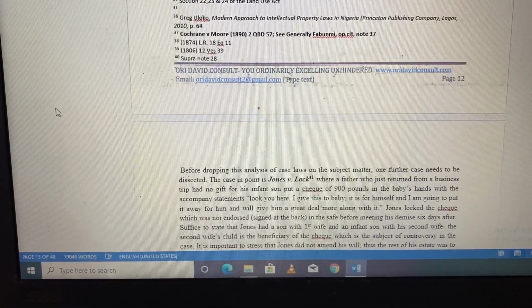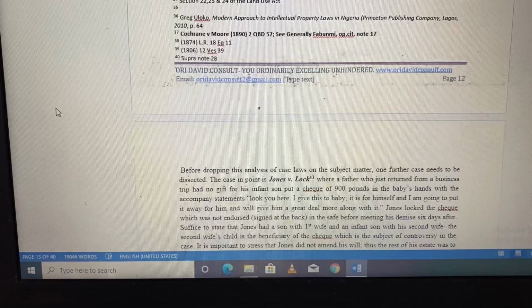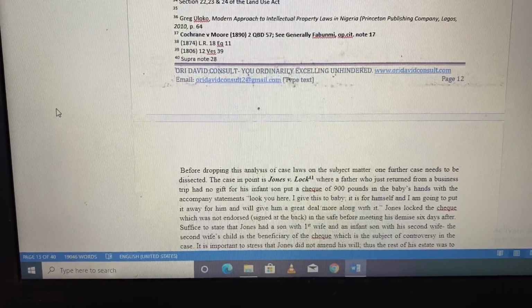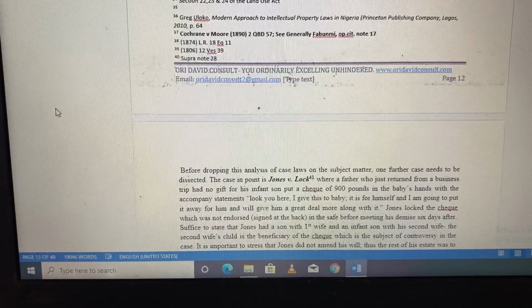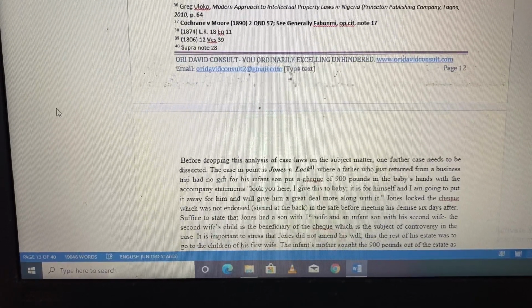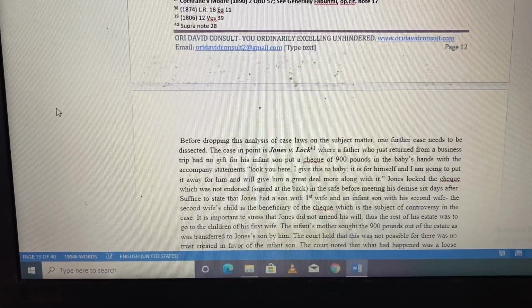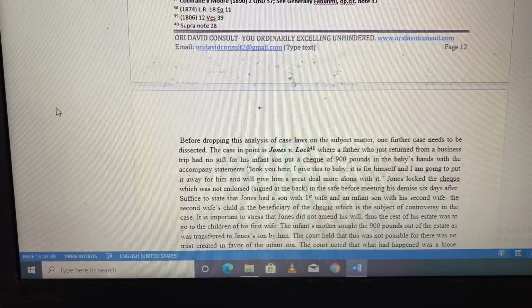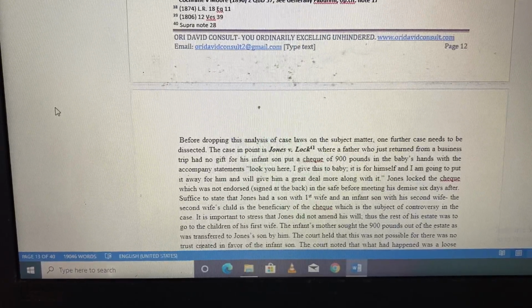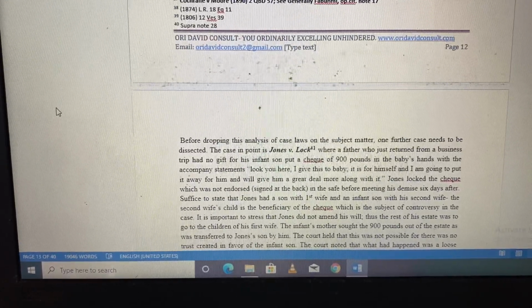And it should be appreciated that Jones had a son with his first wife and an infant son with his second wife. So the second wife's child is the beneficiary of the check that is the subject matter of the controversy in the case. It's just important to put it out there that Jones did not amend his will. So it means that the rest of his estate was to go to the children of his first wife.